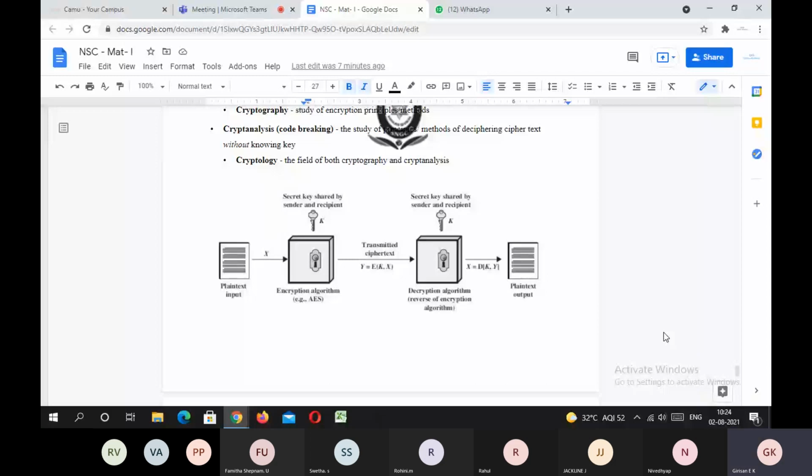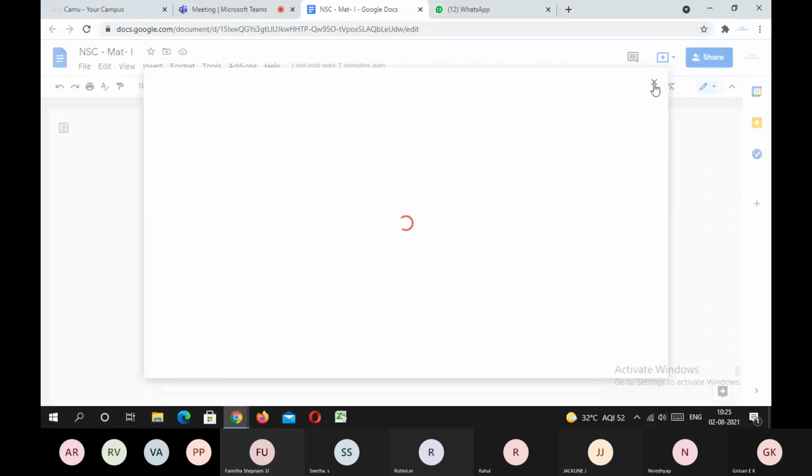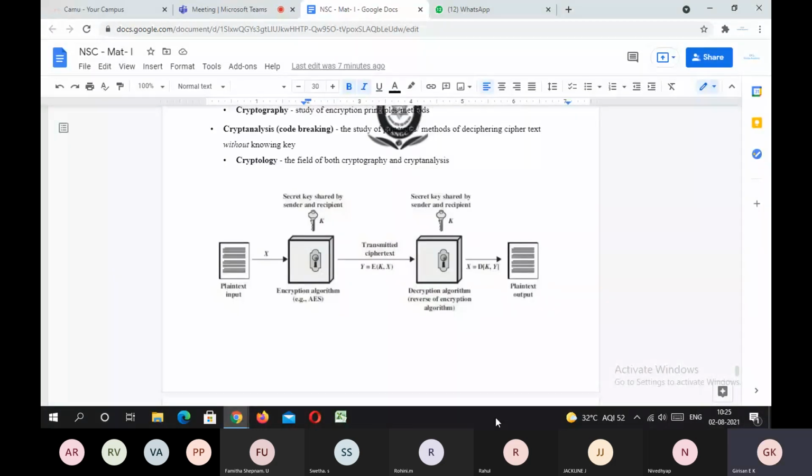Now, how does the encryption process and decryption process take place? You can see the diagram, in which we are taking the basic elements, as I told you earlier. The basic elements of cryptography are the plain text, then encryption, then ciphertext, then decryption, and the key.